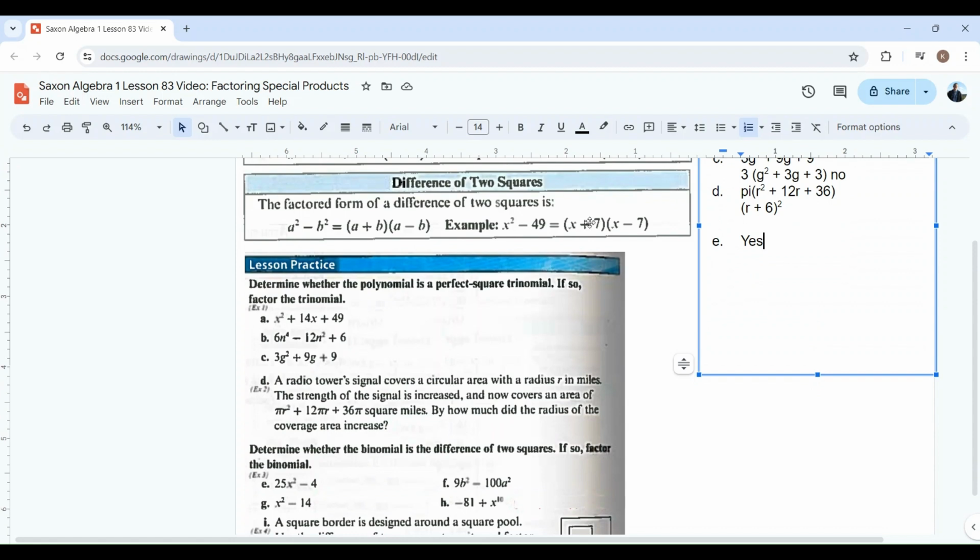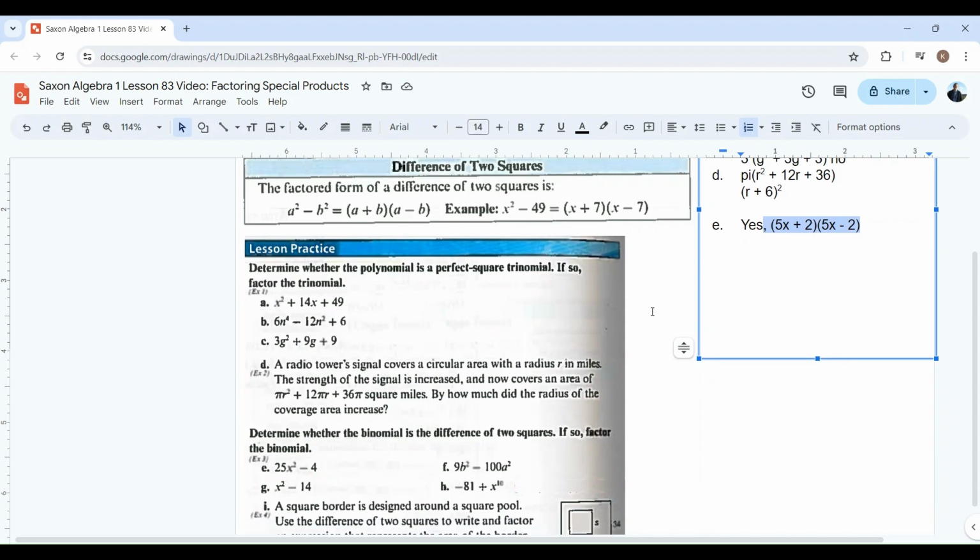It's going to be the square root of the first term plus the square root of the second term, times that quantity with the square root of the first term minus the square root of the second term. So it's going to look like this: 5x plus 2, 5x minus 2. The square root of 25x squared is 5x. Square root of 4 is 2. 5x plus 2, 5x minus 2.